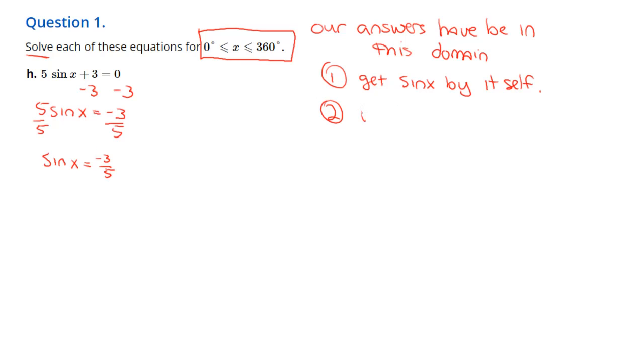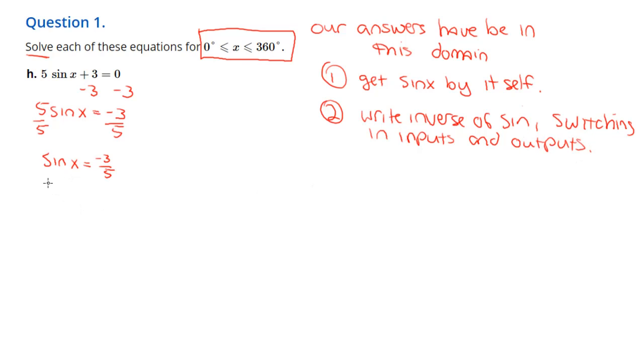So now the next thing we're going to do is take the inverse of sine x, and that's going to switch the inputs and the outputs. So what's going to happen then is that x, that angle that's stuck with the sine, is going to be on the outside, and then this fraction, negative 3/5, is going to be on the inside. So this is the way I find angles when I use trig ratios.